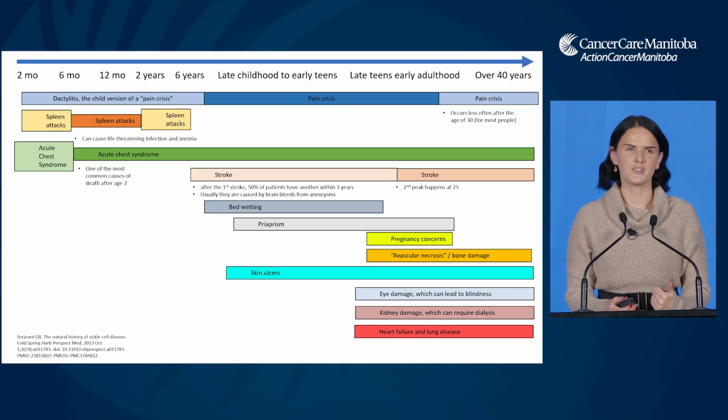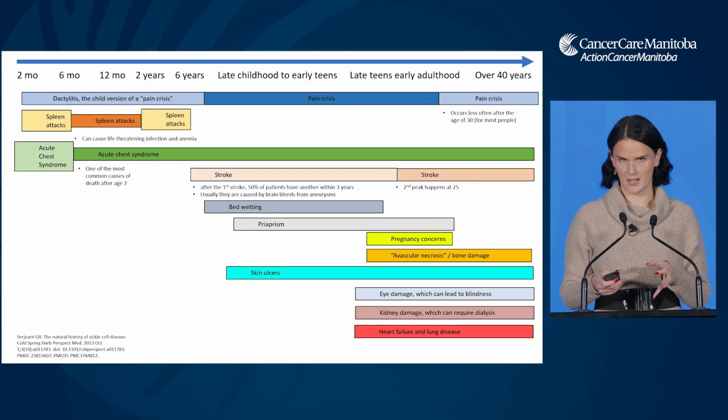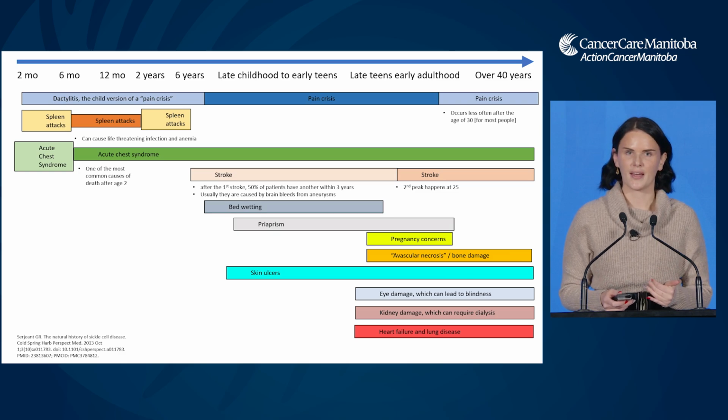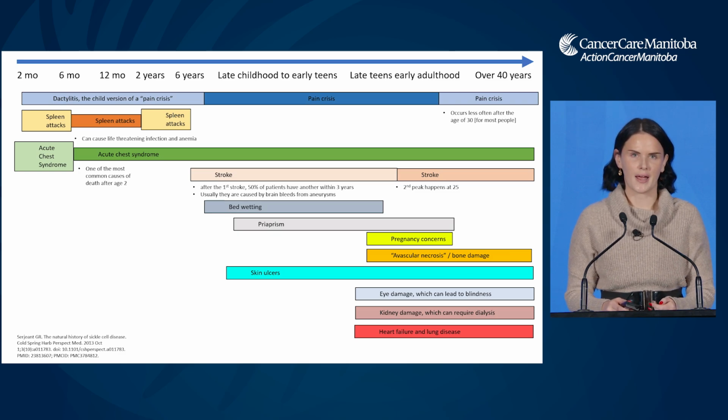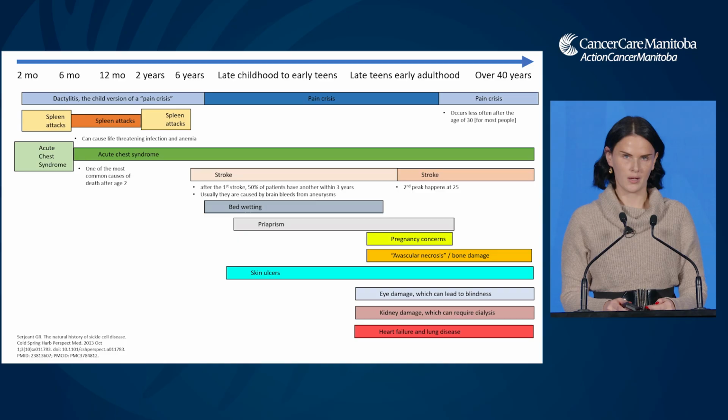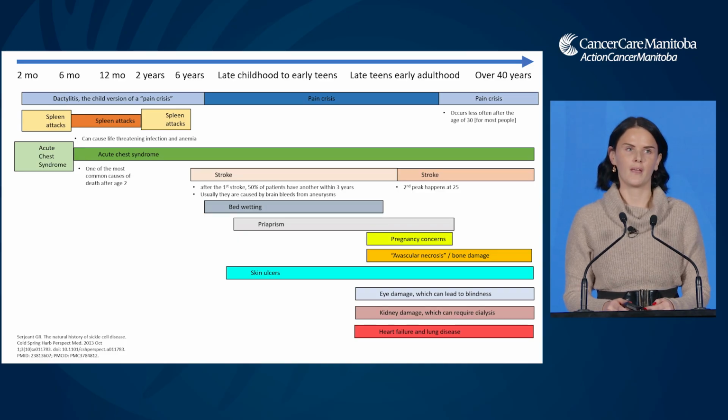You can have these things called spleen attacks, where the spleen captures all of the red blood cells in the body. So instead of the red blood cells flowing around in the vessels, they're all stuck in the spleen. That causes really low blood pressure and can result in something called shock, which needs an ICU admission and can actually be fatal. Acute chest syndrome is caused by sickling in the lungs, and that can cause lung damage, and in fact, it's one of the most common causes of death in adults with sickle cell disease.